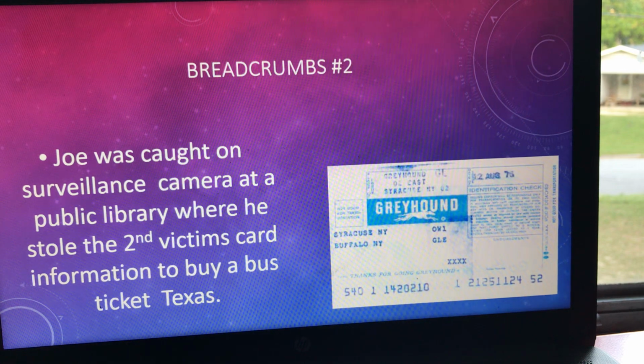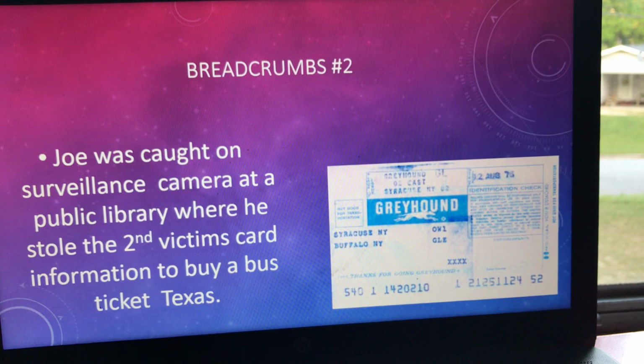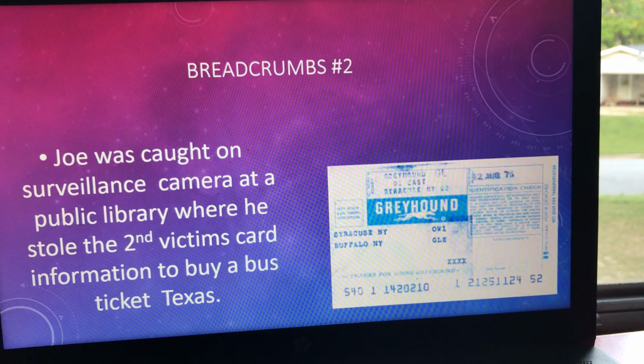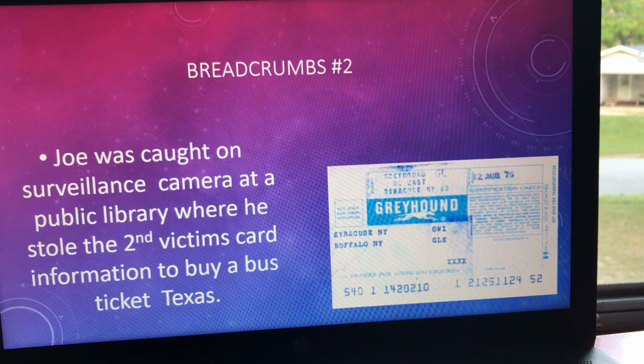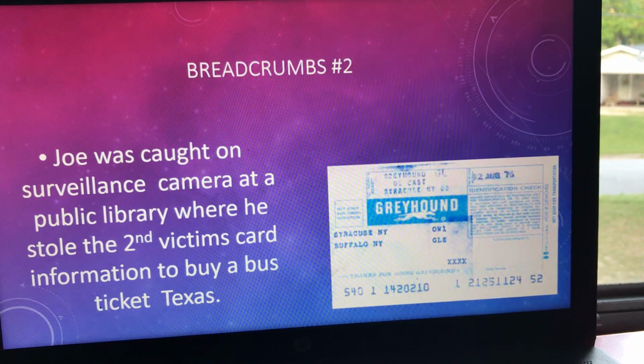The second breadcrumb was when Joe made it to California. When Joe made it to California, Joe did credit card fraud. With his second victim, Joe was caught on the surveillance cameras at a public library stealing the second victim's credit card information, which helped me find where Joe is.